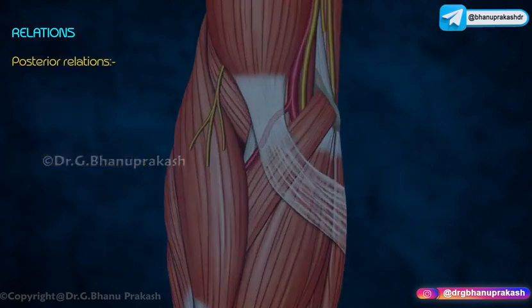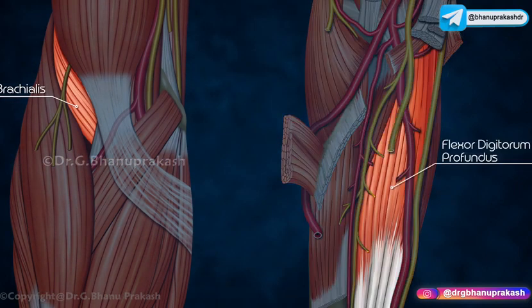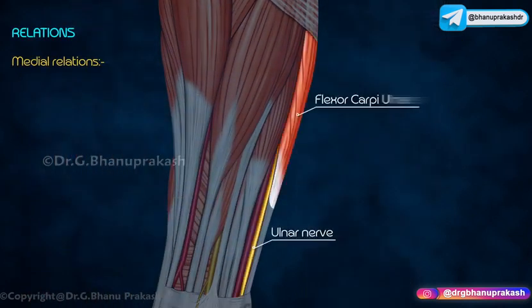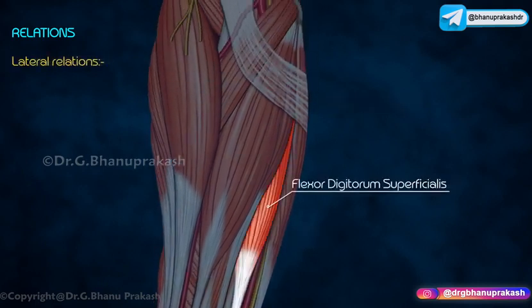Posterior relations. Initially, it lies on the brachialis, and later it lies on the flexor digitorum profundus. Medially, it is related to the ulnar nerve and flexor carpi ulnaris. Laterally, it is related to the flexor digitorum superficialis.